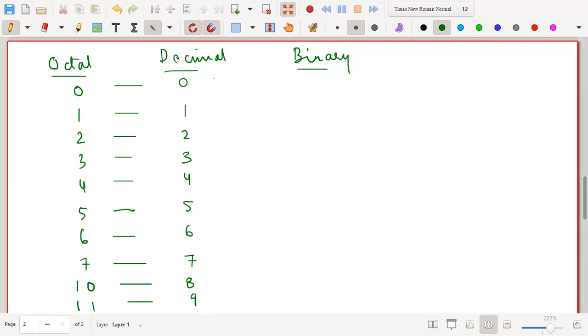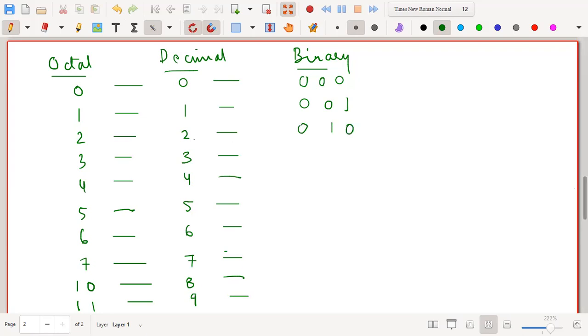Now let me write down the binary equivalent of all these numbers. You know that after 6, I have 7, 8, 9. So for 0, the binary number is 0 0 0. For 1, you know from the earlier table it is 0 0 1. For 2 it is 0 1 0.